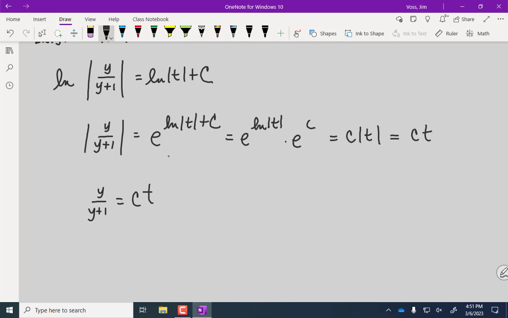Okay, so now how do we solve that for y? What are we going to do?